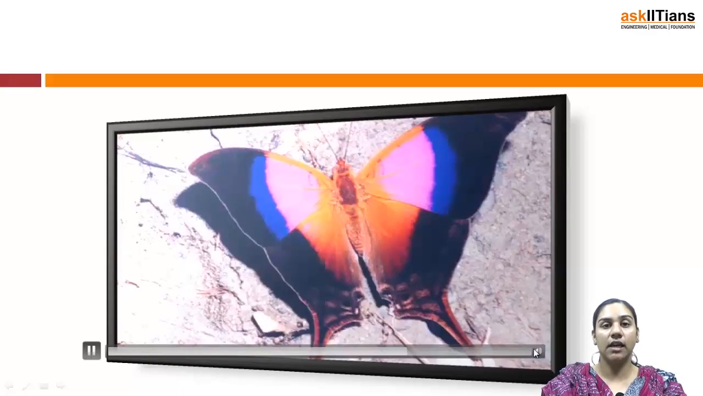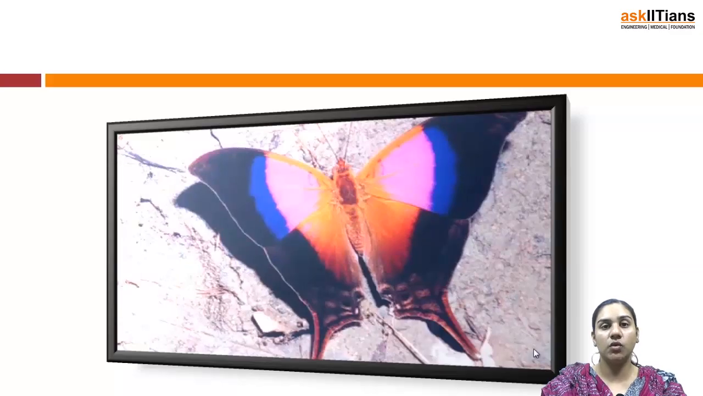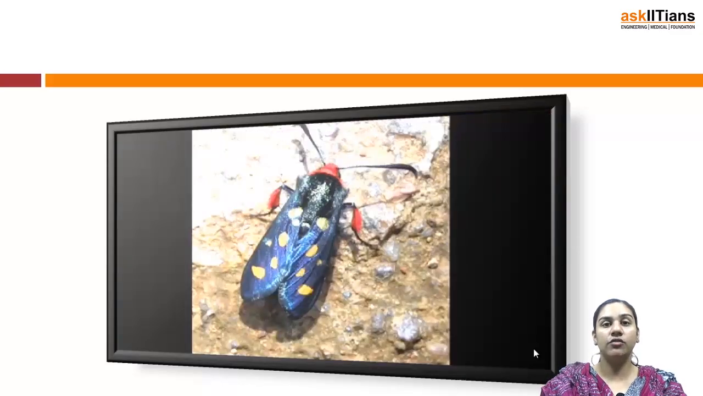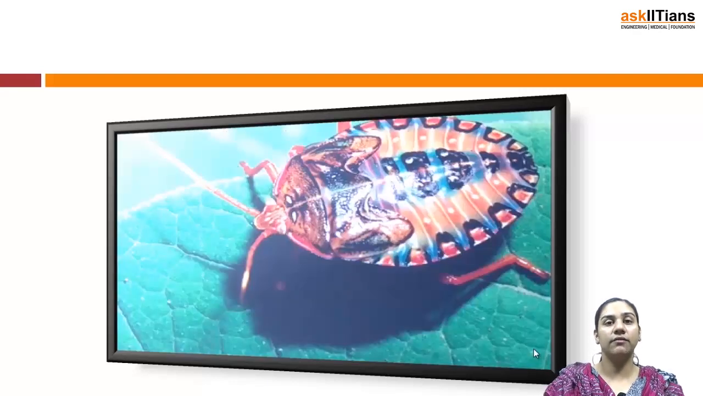The piercing and sucking type can be seen in the mosquitoes, bugs and fleas. Sponging type can be seen in the housefly and the fruit fly, and siphoning type can be seen in the butterflies and the moths.